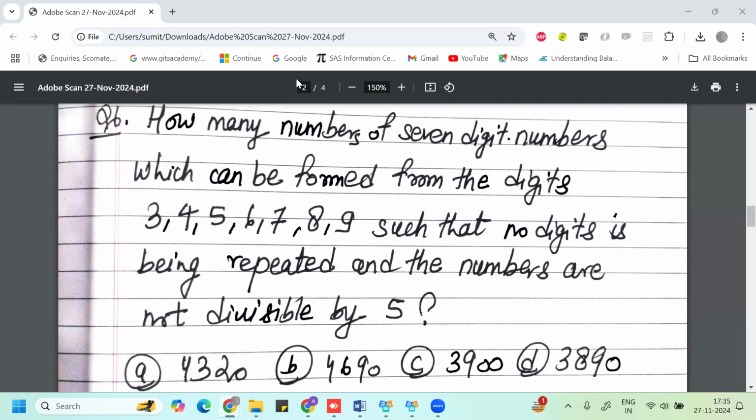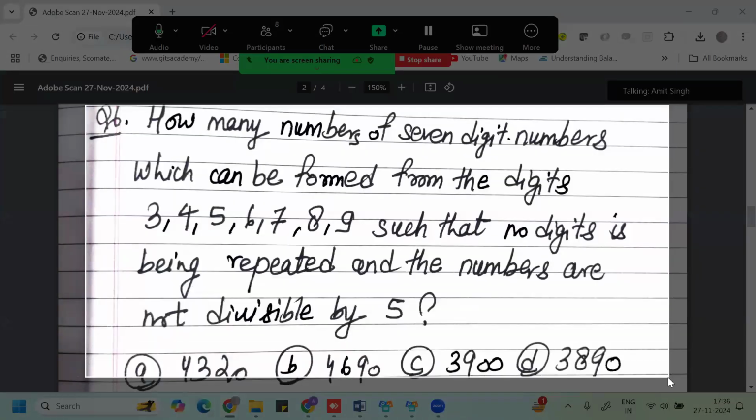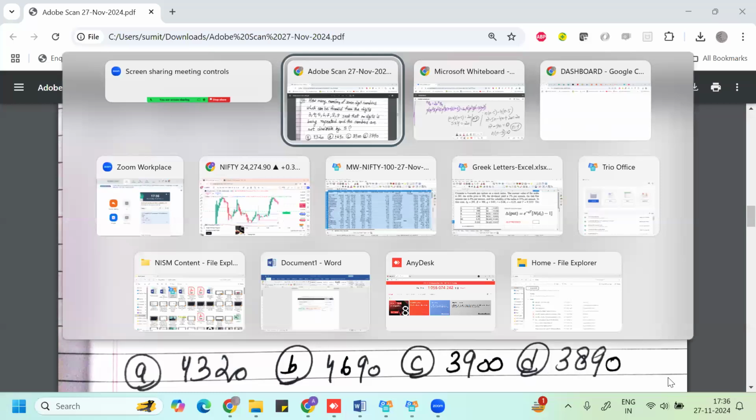Question number 6, guys. Do you know the divisibility rule of 5? The divisibility rule of 5 is that a number is divisible by 5 if the number ends with 0 or 5. Remember the divisibility rules of 2, 3, 4, 5. All that is important, but for you people, I think the divisibility rule of 2 and 5 is more than enough. Only then is the number divisible by 5.